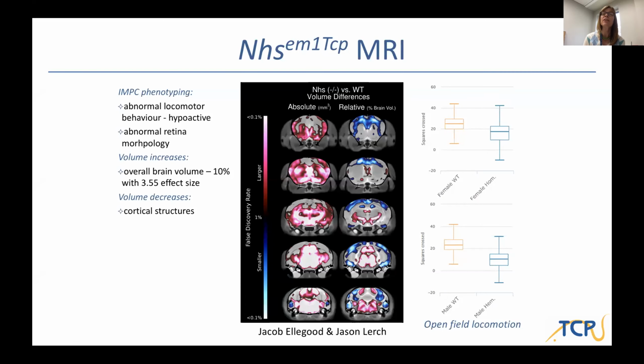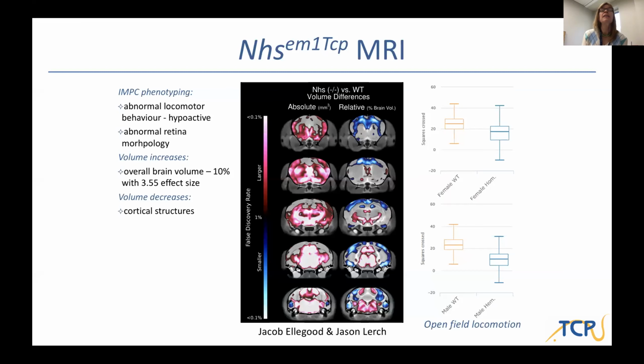But what was interesting on the neuroanatomical screen is they saw an overall brain volume increase of 10%, which is the largest volume increase of brains they've ever seen other than for P10. So it was a huge difference. But what's interesting, even though the brain was larger overall, it actually had a decrease in cortical structure. So on this heat map, the reddish pink shows where structures are larger, and the blue shows structures that are smaller. So these cortical structures are smaller, which could be linked with intellectual disability.